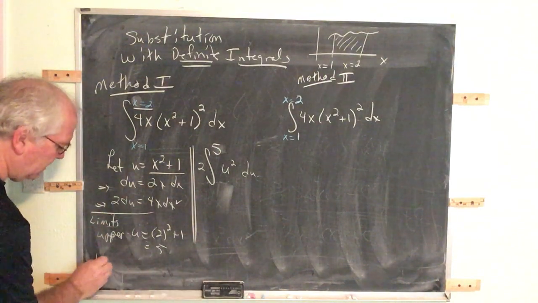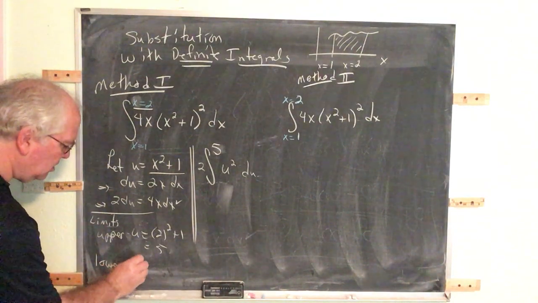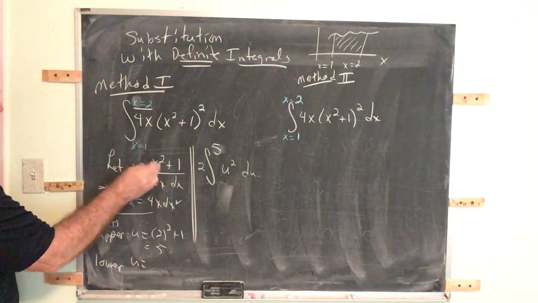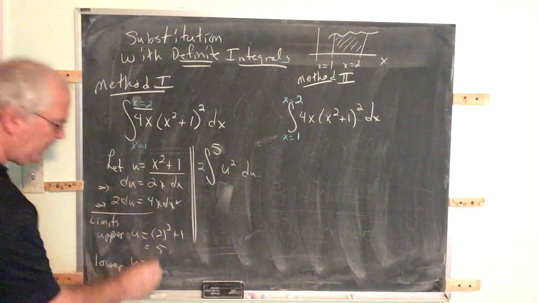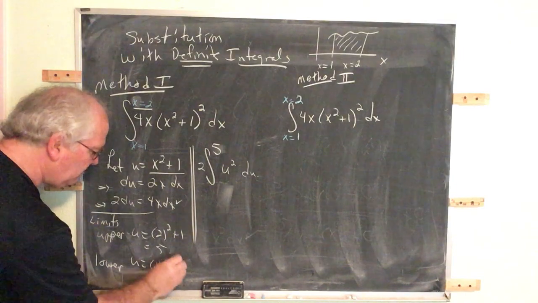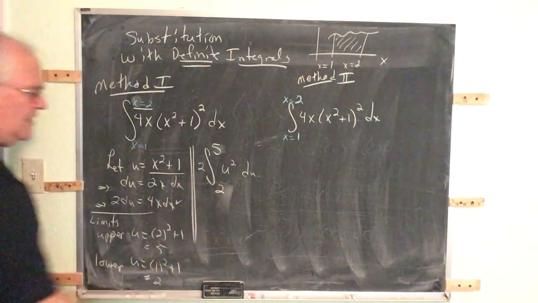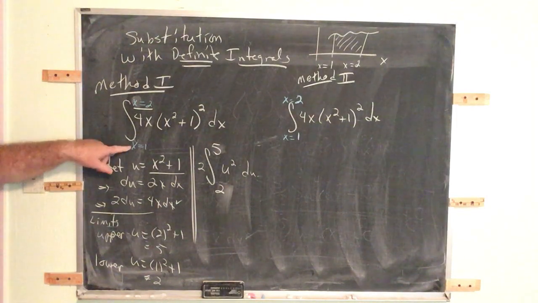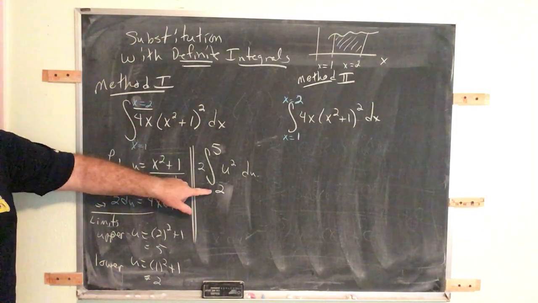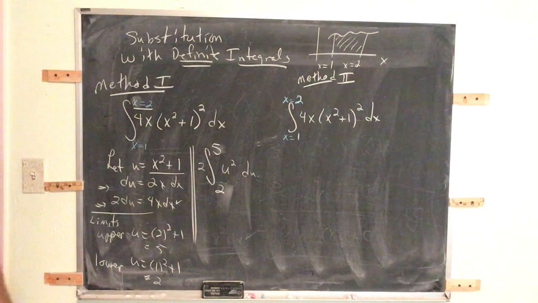The lower limit of integration: u is equal to, plug 1 into the let statement. This is 1 squared plus 1, which is equal to 2. So the new lower limit of integration is 2. x equals 1 to x equals 2 is the same thing as u equals 2 to u equals 5.